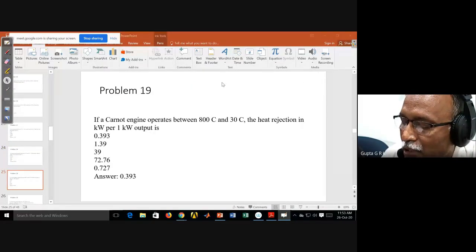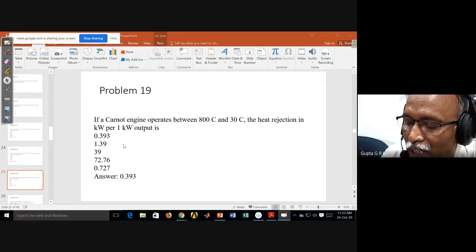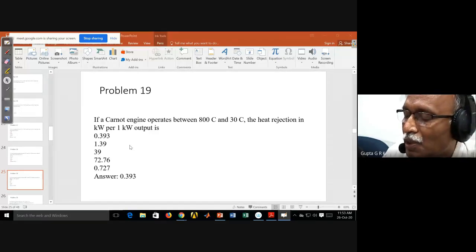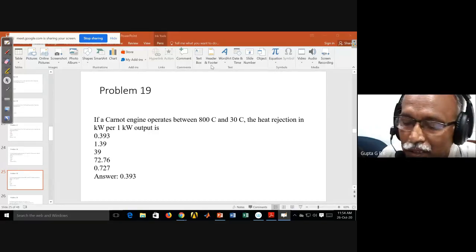A Carnot engine operates between 800 degrees centigrade and 30 degrees centigrade. The heat rejection is asked per kilowatt. So first you find out the efficiency, and assuming W is equal to 1, you find out QH. Then QH minus W gives the QL.